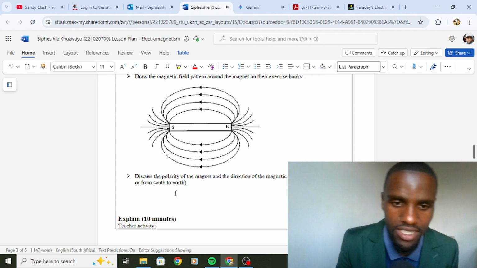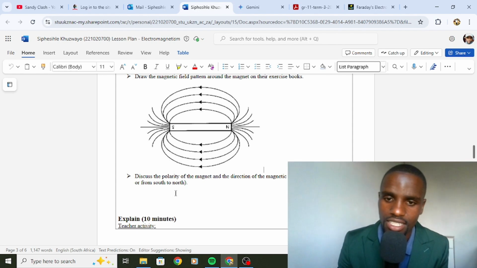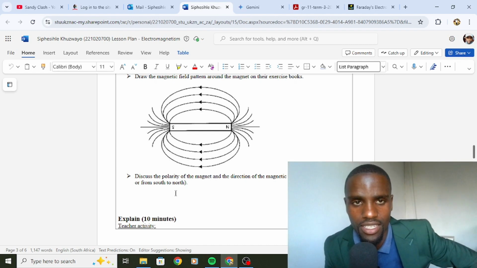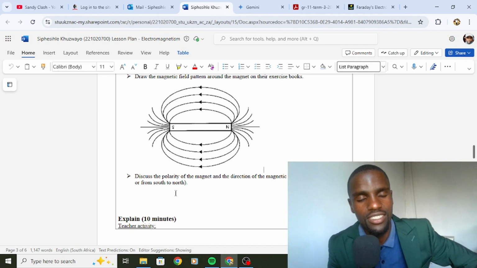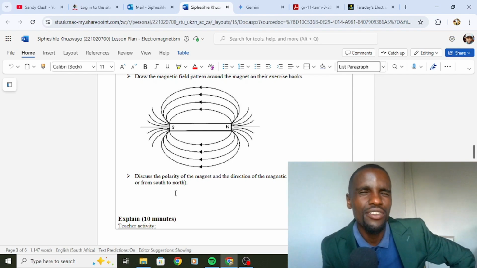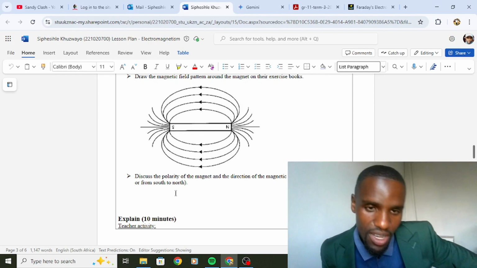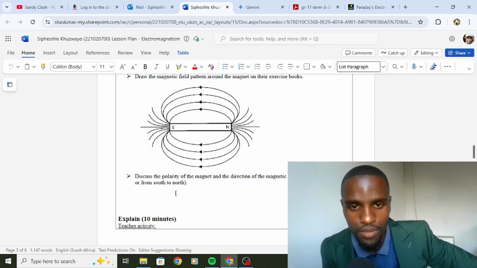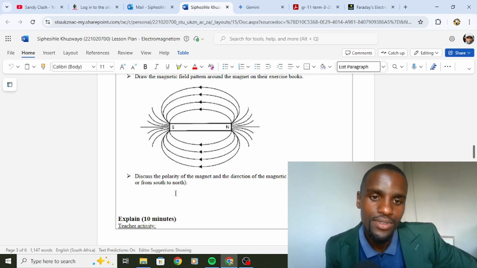Then we discussed the polarity of the magnets and the direction of the magnetic field. I introduced this abbreviation, which is NOSI. N stands for north and O means out. S is south and I is in. That means the magnetic field comes out of the north and goes into the south pole.